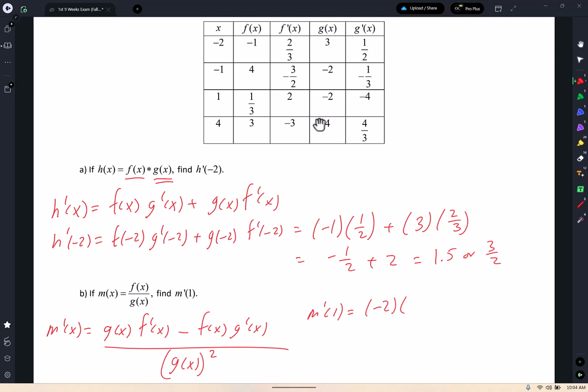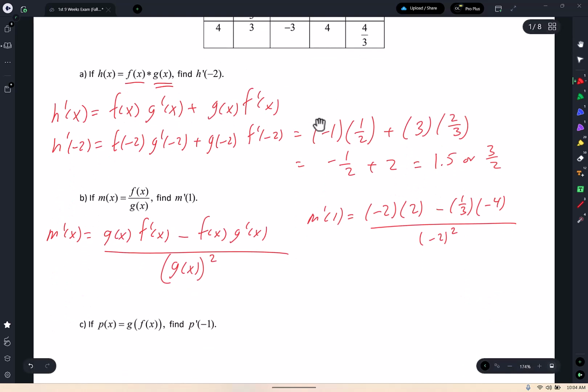F prime of 1. F prime of 1 is 2. Minus f of 1. F of 1 is 1/3. Times g prime of 1. G prime of 1 is negative 4. All over bottom squared. G of 1 is negative 2, squared. Hopefully I didn't mess up. Negative 2 times 2 is negative 4. Negative times a negative is a positive, over 2 squared, which is 4.